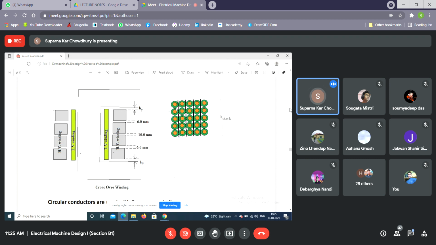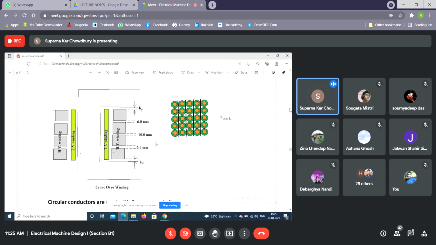Conductors are arranged like this. That is, the winding is divided into stacks. This is one stack, this is connected in series with this other stack, and so here I have shown 4 stacks in one leaf, and each stack will have an arrangement like this. Conductors are arranged, then we have insulation, then the next layer, then again insulation.